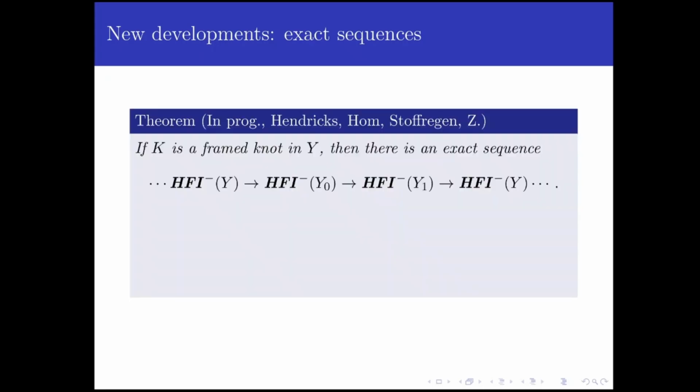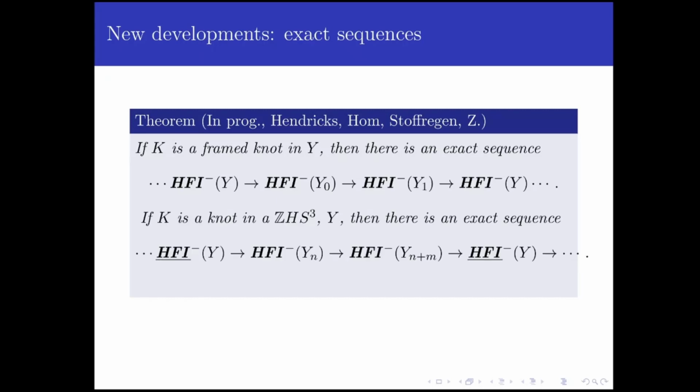So a first development, which is joint with Kristen Hendricks, Jen Hom, and Matt Stoffregen, are the surgery exact sequences. So if you have a framed knot in Y, just any 3-manifold, then there's this exact sequence relating HFI minus of Y, HFI minus of Y0, and HFI minus of Y1. If you'd like, you could take HFI plus instead. The same proof will work. Y0 just denotes the surgery of Y along K with whatever your favorite framing is, and Y1 denotes one framing higher.